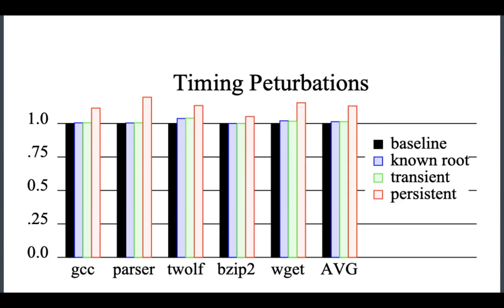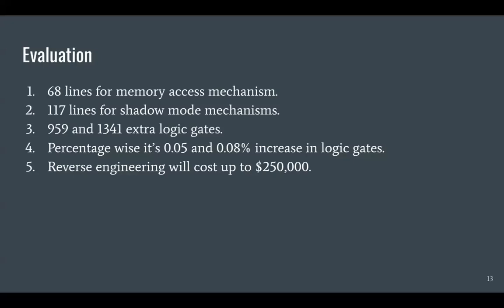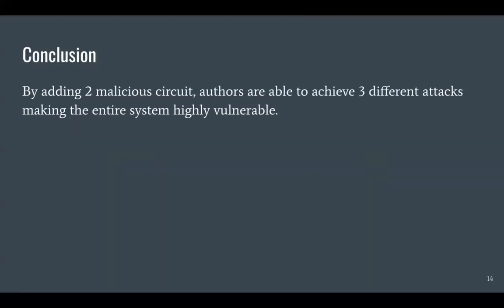The green is the transient. While these benchmarks are running, we try to do a backdoor access, and we are able to do that with this much timing overhead. And then the persistent one denotes that we are continuously trying to do backdoor login while we are running these applications. So we also have the overheads in this particular slide. So these were the results of this paper.